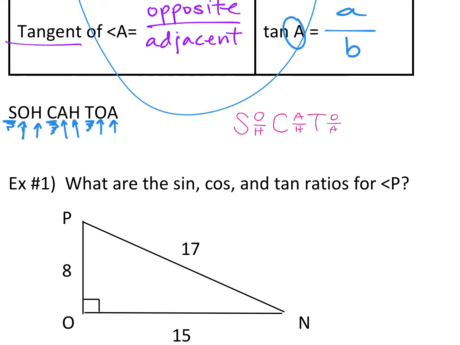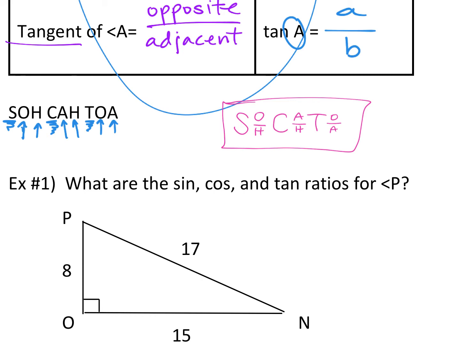TOA, right? Sine is opposite over hypotenuse. Cosine is adjacent over hypotenuse. Tangent is opposite over adjacent. Okay, SOHCAHTOA. Make sure you're spelling it correctly. It will be very helpful in the future. Does everyone understand where that's all coming from?